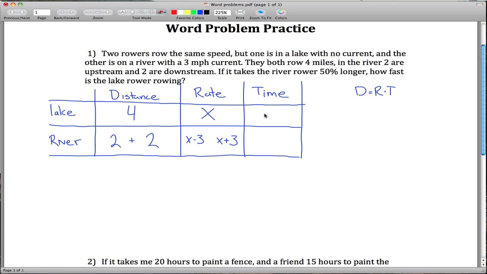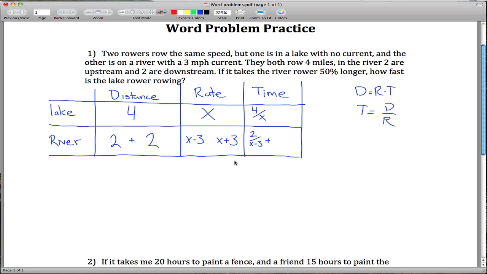So what we need to figure out is how much time it takes this guy and how much time it takes this guy. We can do that using this formula right here. Since distance equals rate times time, we can solve this for t. Divide both sides by r and get that time is equal to distance divided by rate. Since we have distance and rate, we can figure out time. Distance is 4, rate is x, so time is 4 divided by x. Down here, distance is 2, rate is x minus 3. So for the upstream portion, the time is 2 over x minus 3.